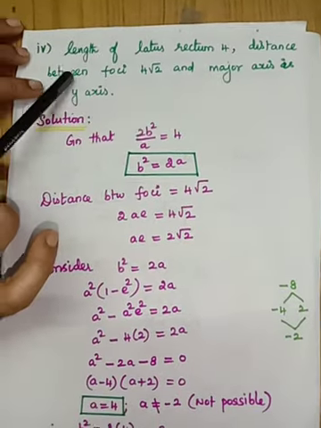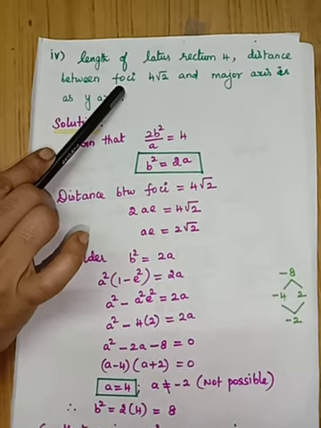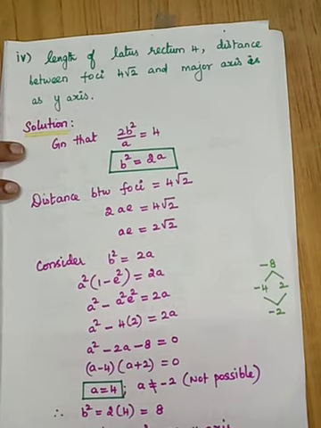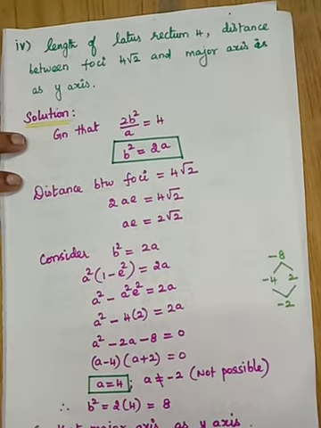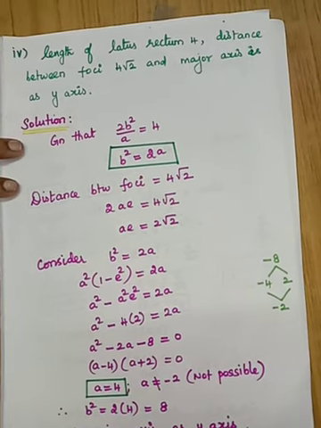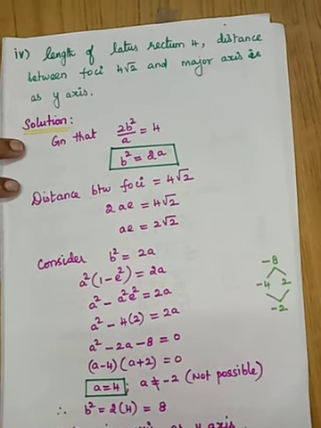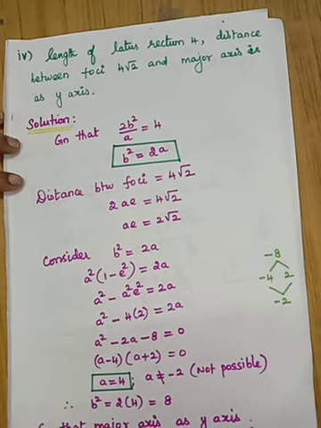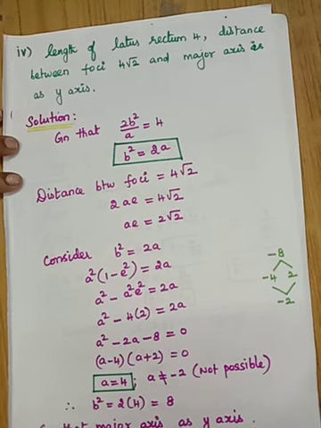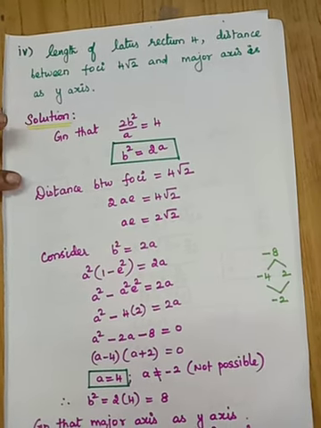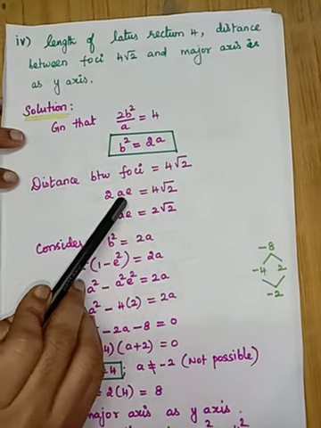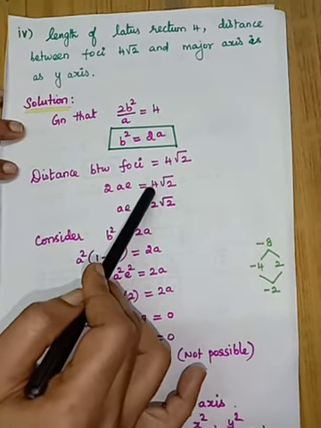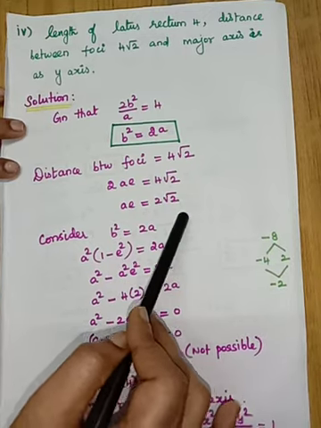And you see the distance between foci. The major axis is the y-axis, so one focus is above the x-axis and another focus is below the x-axis. So C to S, the distance is ae. In the same way, C to S dash distance is ae. But the distance between the two foci is 2ae. Here what is given? 4 root 2. So the 2 and the 4 get cancelled, ae is equal to 2 root 2.